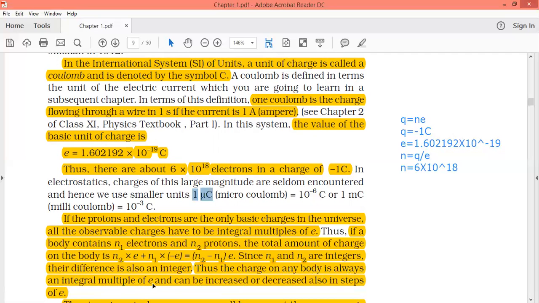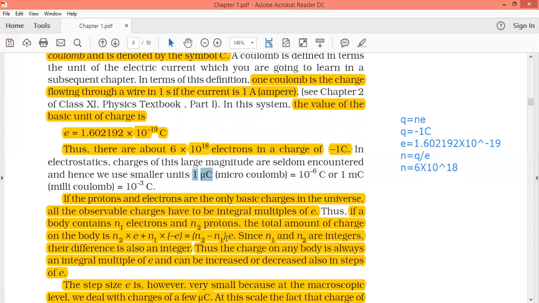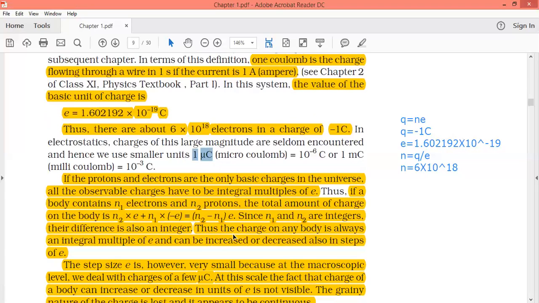So we are getting integer into e, and it can be increased if the integer is positive. If the integer is negative, it can be decreased in steps of e. If we have more protons compared to electrons, the charge will increase. If the electrons are more compared to protons, it will decrease in steps of e, since it is multiplied with e. So what is the step size? It is increasing with respect to e, so the step size is e.